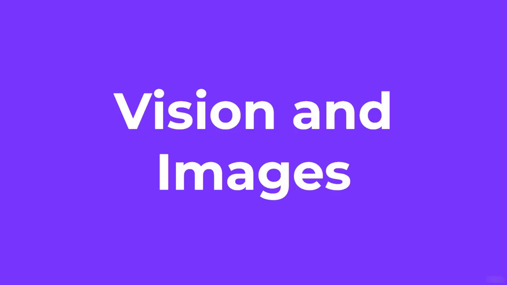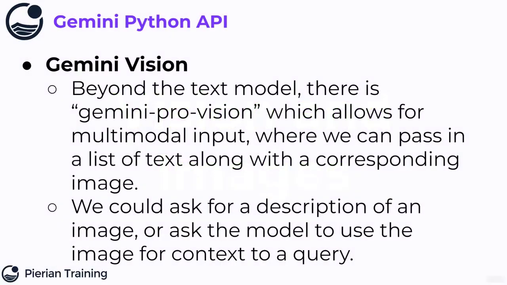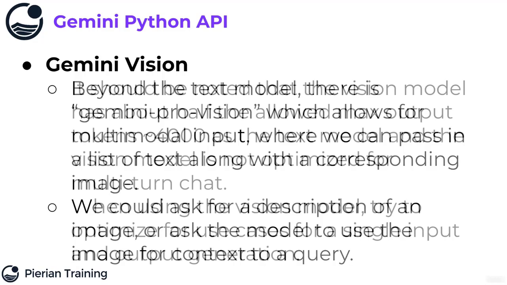Welcome everyone to this section of the course that focuses on the Gemini vision model and how to work with multimodal inputs, including images. Beyond the text model that we've already worked with, there is a Gemini Pro Vision version of the model, and that actually allows for multimodal input, where you can pass in a list of text along with a corresponding image. We can actually ask for a description of an image, or ask the model to use the image along with our text for context to a query.